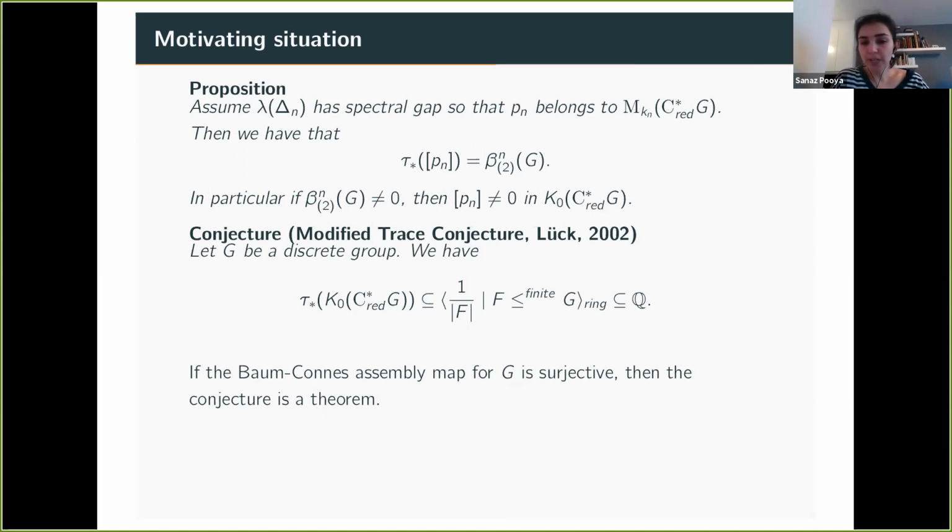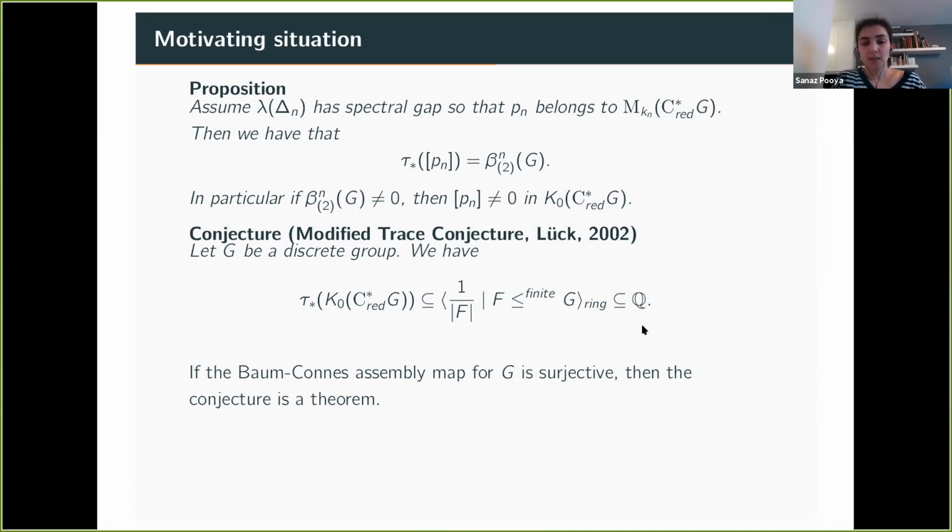And if we assume further that the Baum-Connes assembly map is surjective, this conjecture is a theorem. So it always holds. So this tells us that these Betti numbers must be rational numbers.